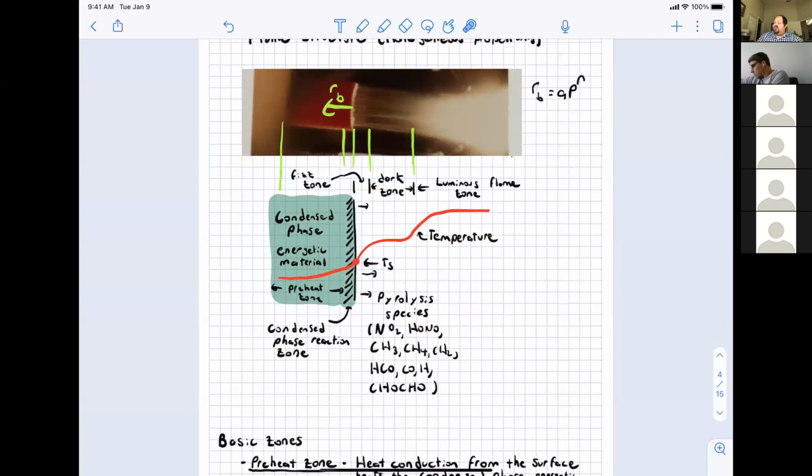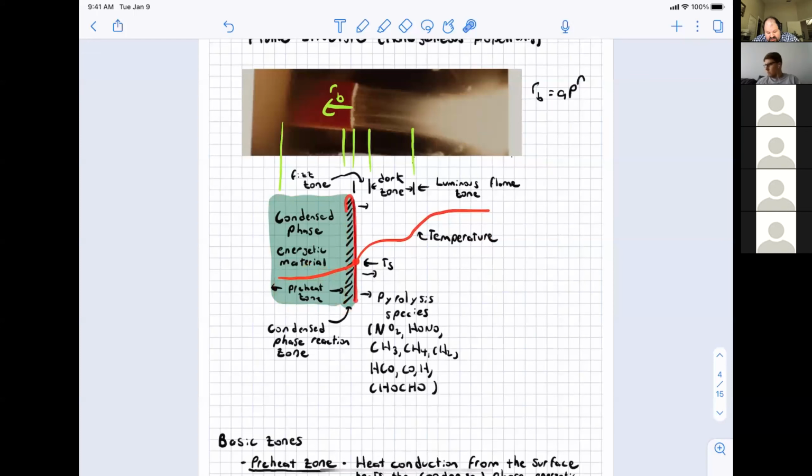But in how a real homogeneous propellant burns, you can divide the burning of the propellant into at least 5 different regions. We have a condensed phase preheat zone, and all that is happening in the preheat zone is there are no reactions. We just have heat conduction from a higher temperature region propagating and heating up the cold reactants. And so there's a slight increase in temperature.